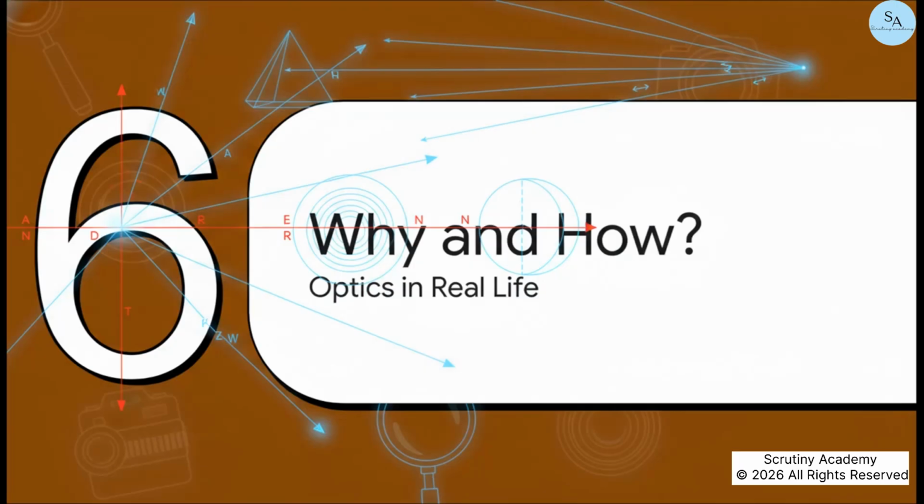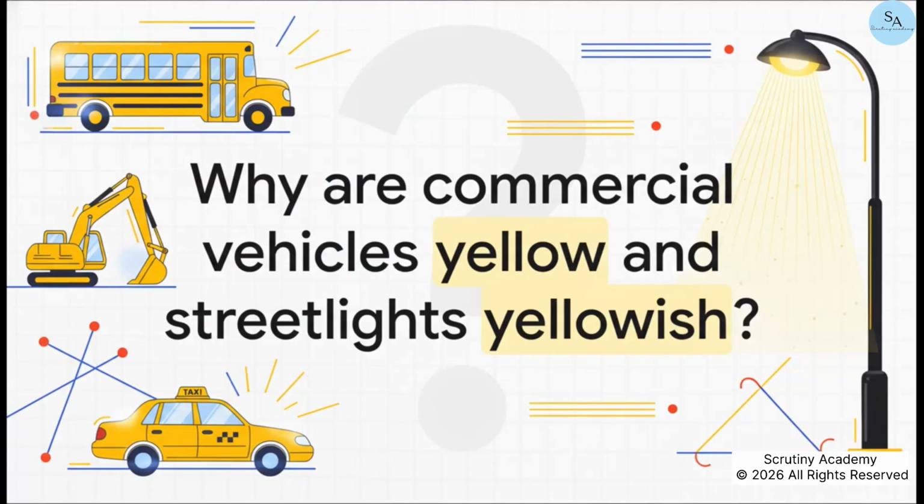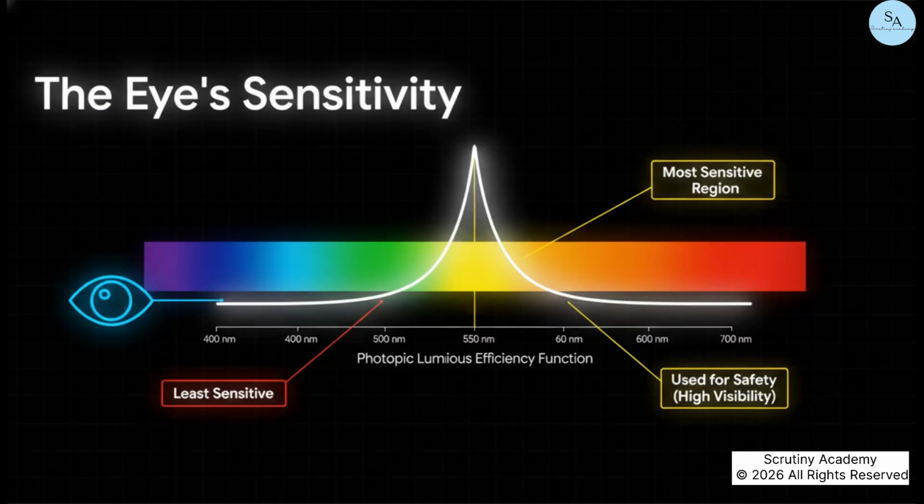Now that we've got the physics down, let's connect it to something you see every single day. Ever notice how many really important things are yellow? Think about it. School buses, taxis, streetlights. Why that specific color? Well, the answer isn't really about the light, it's about our eyes. The human eye just happens to be most sensitive to the yellow-green part of the light spectrum. That means we see yellow more brightly and more easily than we see other colors. So using yellow for things like school buses and streetlights is actually a safety feature, rooted directly in human biology and the physics of light.